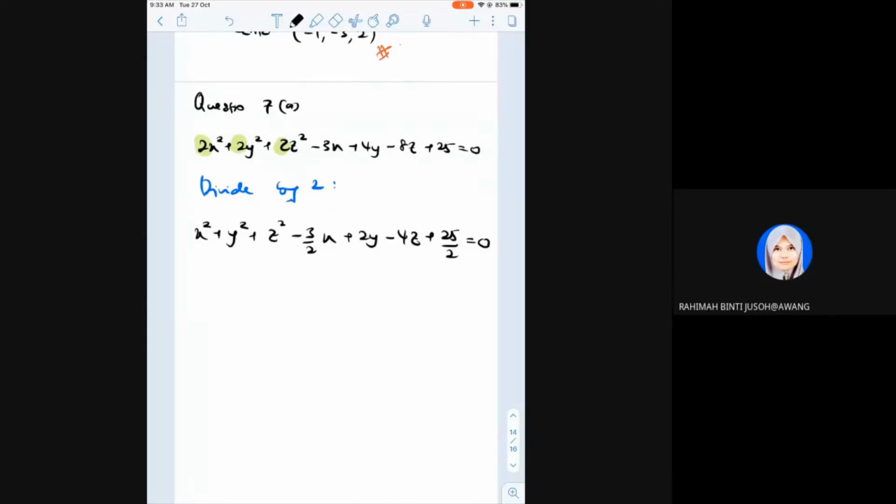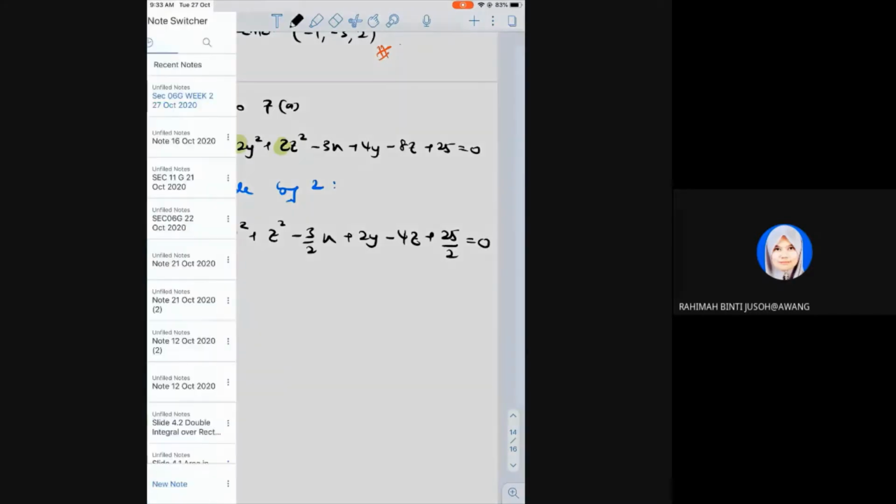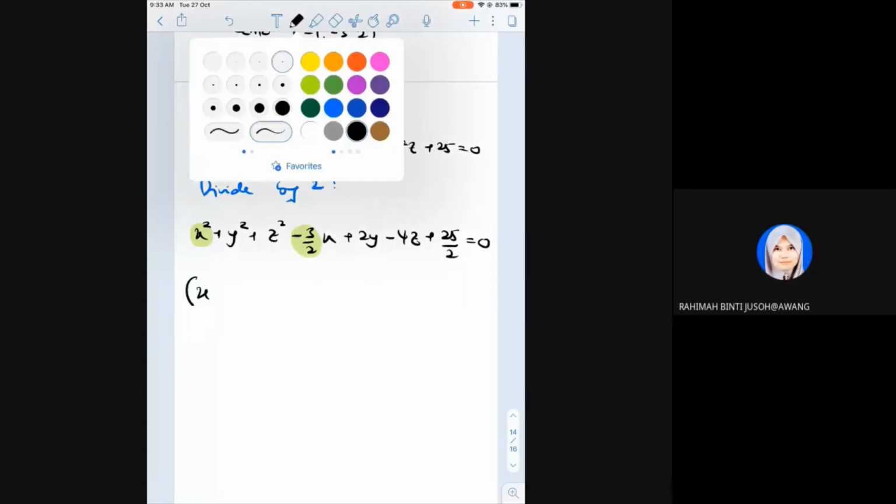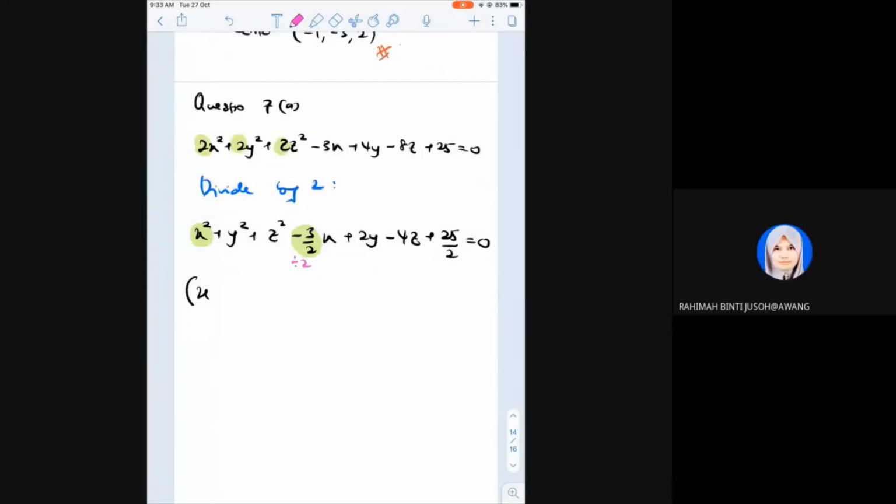Okay, so now we apply the steps from before. Open the bracket for x. What's the coefficient of x here? Negative 3 over 2. Yes, but we need to divide by 2, right? So negative 3 over 2 divided by 2 becomes negative 3 over 4, squared. Understand?